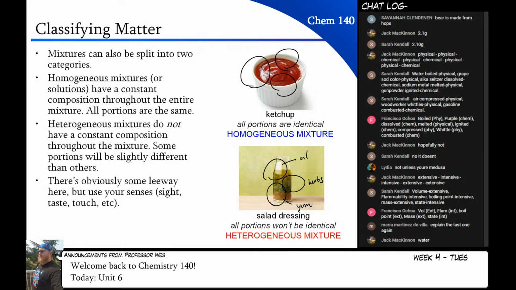Cereal would be heterogeneous because not every bite would have the same amount of raisins or corn bran or Lucky Charms or whatever it is that you eat. I don't know. I don't eat cereal.